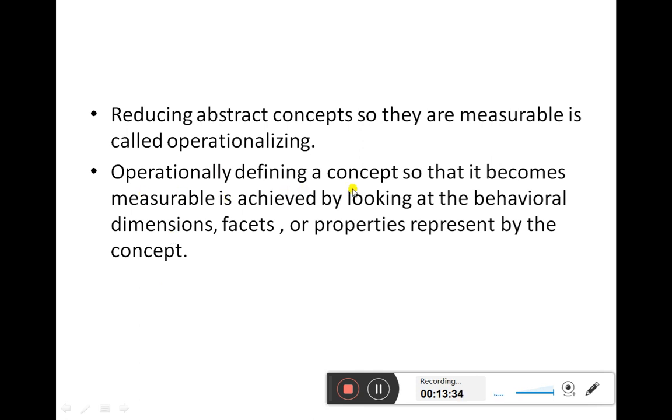Operationally defining a concept, a construct, a variable which is subjective in nature, so that it becomes measurable, is achieved by looking at the behavioral dimensions, facets or properties represented by the concept.